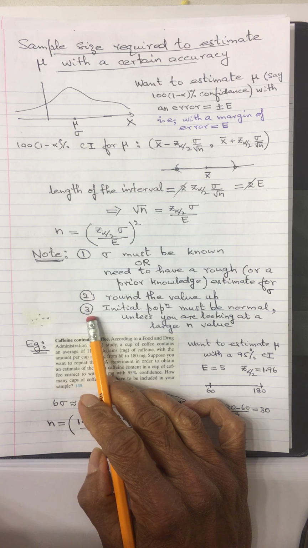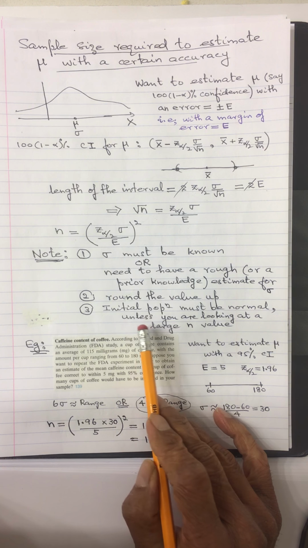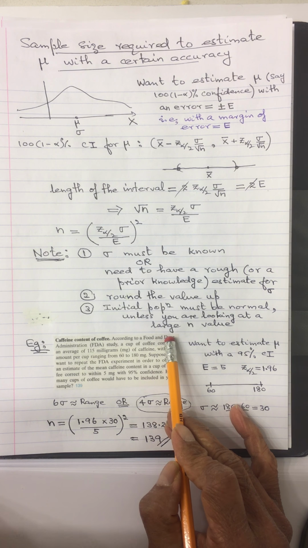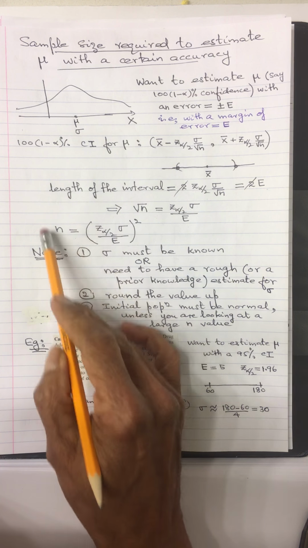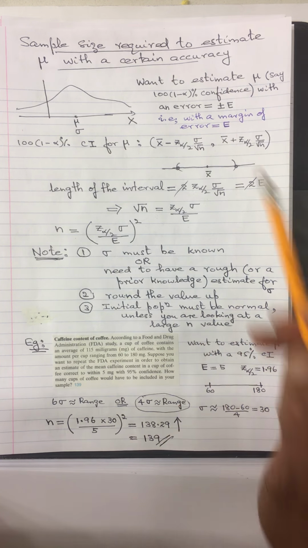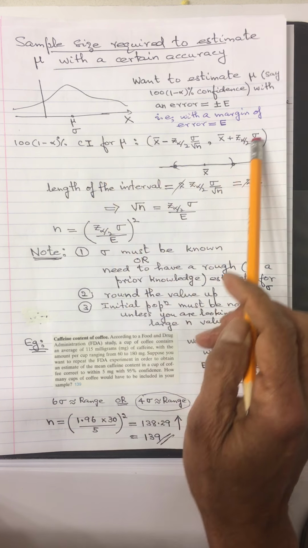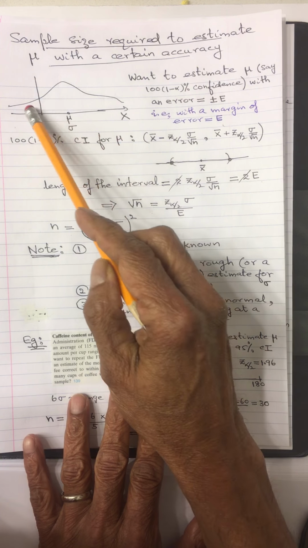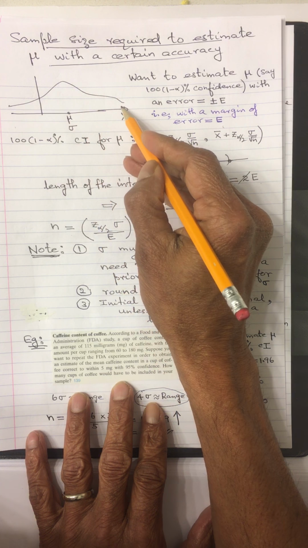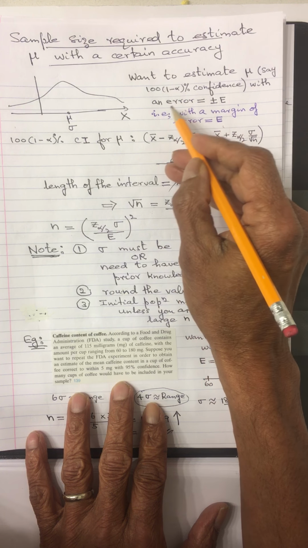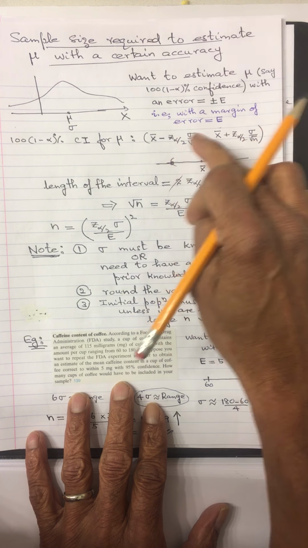So the third one: the initial population must be normal, unless you're looking at a large n value. Once you figure it out, unless this n is large, this initial population has to be normal. After all, we got this interval by assuming that either this is a normal curve or n has to be large, so that with the central limit theorem we got that nice curve. That nice curve gave you this interval.